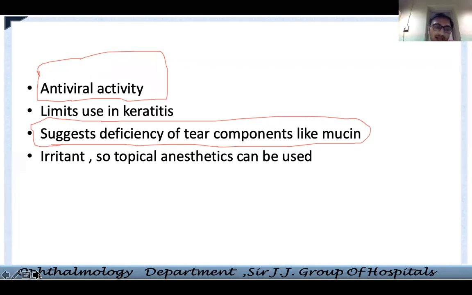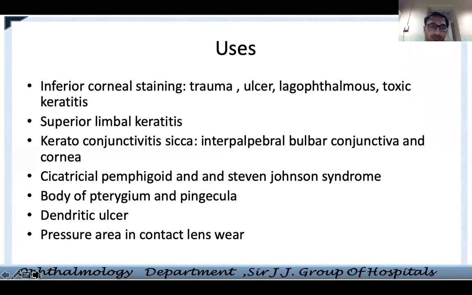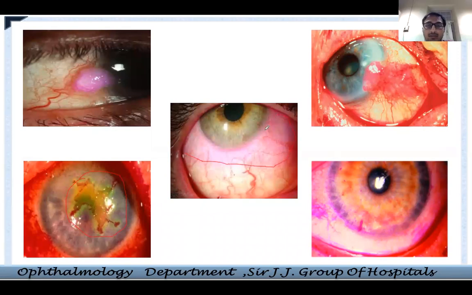Again, rose bengal is a bit of an irritant dye, and it is irritating. It stains the eyelid, contact lenses, and fingers. Of course, uses, you can see here, this is the ulcer, and it is staining the margins of the ulcer here. Here it is staining the conjunctival surface, the inferior part of the conjunctival surface.